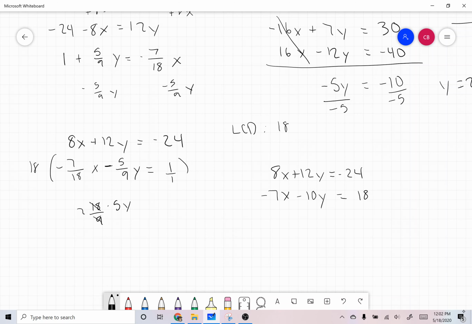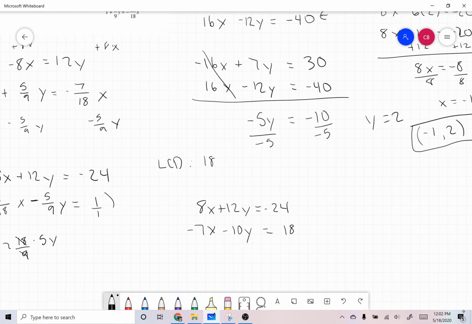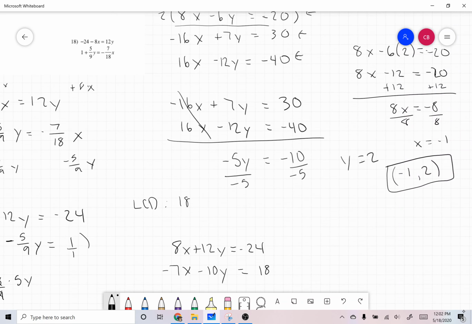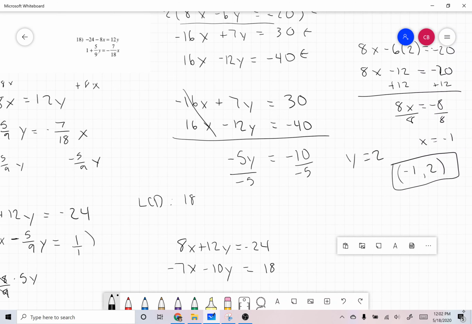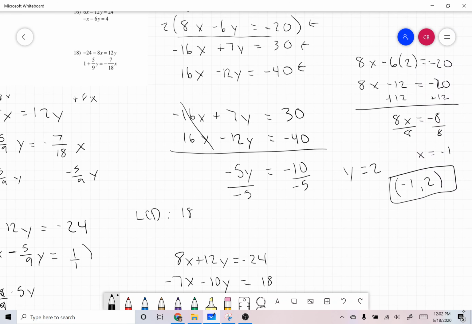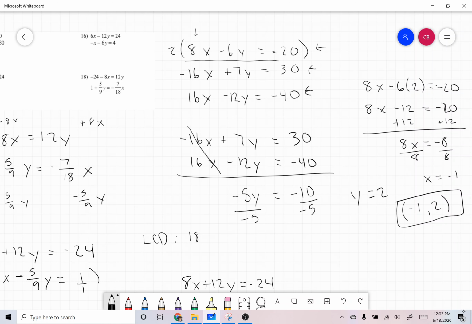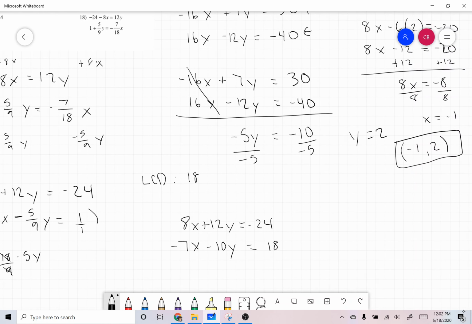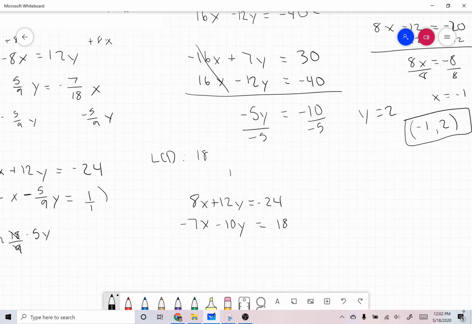Okay, now this one's not as nice as the other one. Notice that in the other case, 8 and 16, 8 goes directly into 16. This one does not have anything that goes like that. We can multiply by 7 up here and 8 down here.